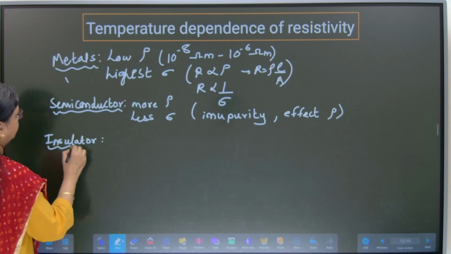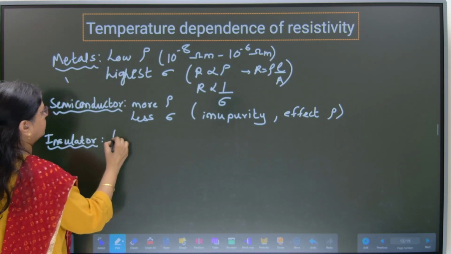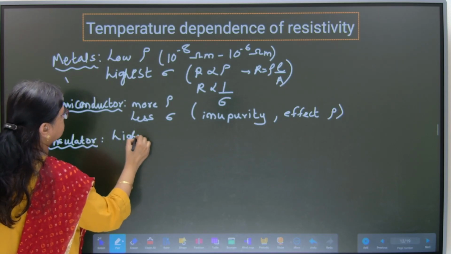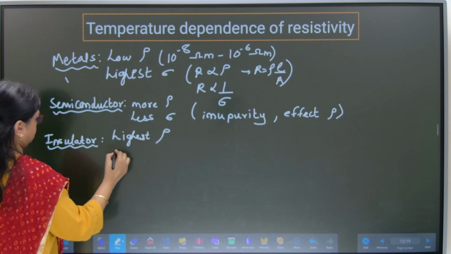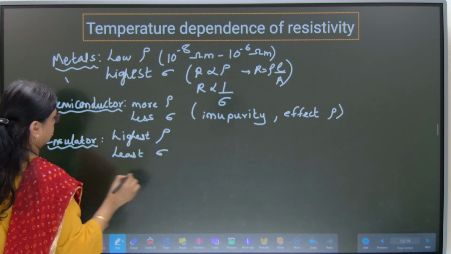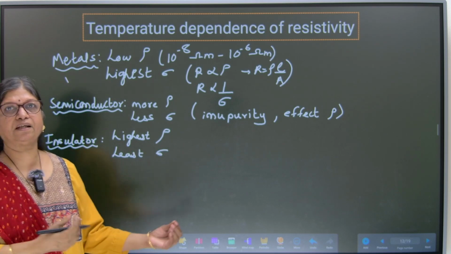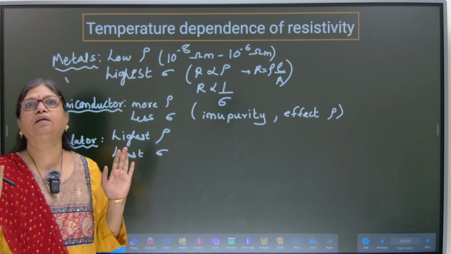Now insulator compared to the metal and semiconductor has highest resistivity, so least conductivity. That means the current is very less in an insulator or is equal to nil.